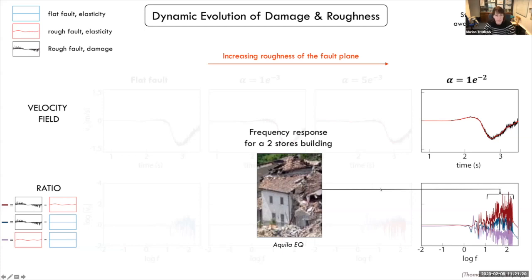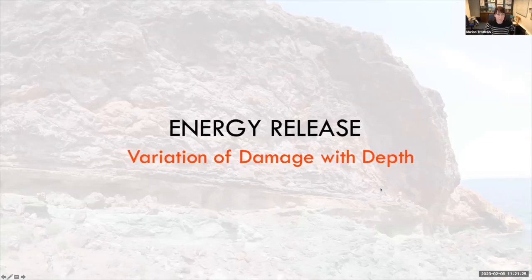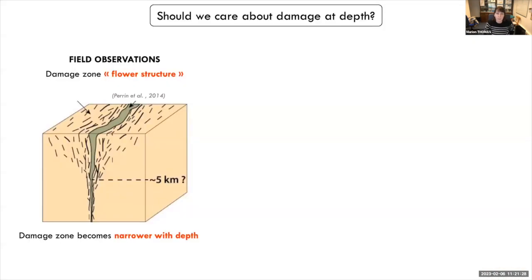And last bit, I'm going to go very quickly, but a comment I often get is that this is a very superficial phenomenon, damage. And there is some field observation that says we have damage. The damage zone looks like a flower structure, and the damage zone is becoming narrower with depth. So that's a justification to ask why we should care, why we should include that.